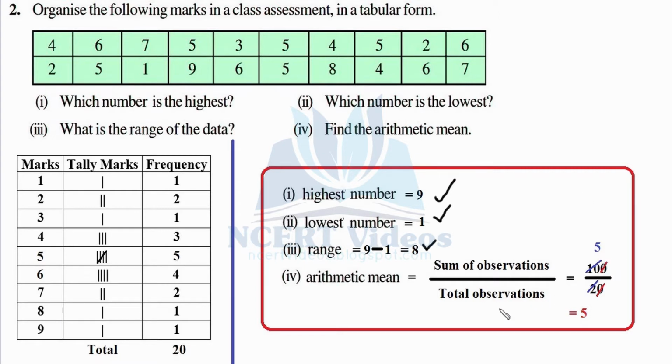Now, total observations. How many of these numbers did we have? We had these. When you add them all, it gives you 20. So, upon 20. 0, 0 cancel, 1 to the 2, 5 to the 10. Therefore, the answer is 5. This is the arithmetic mean, or the average, you can say. Next is second.